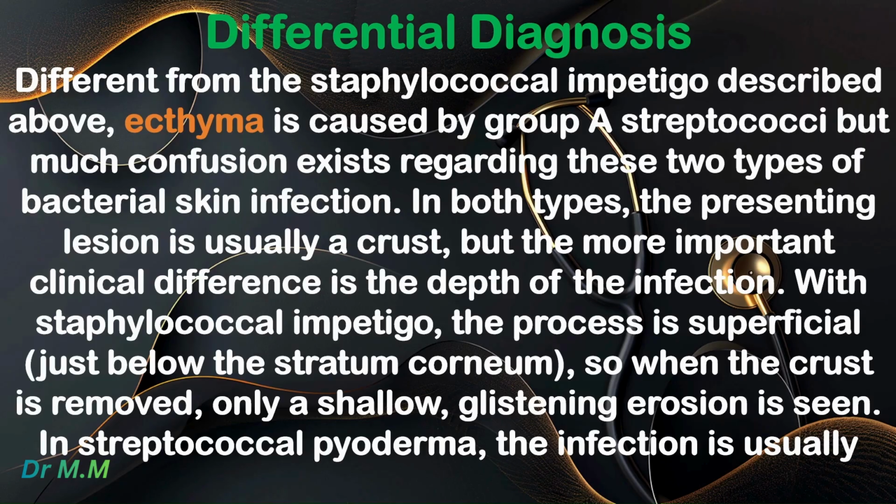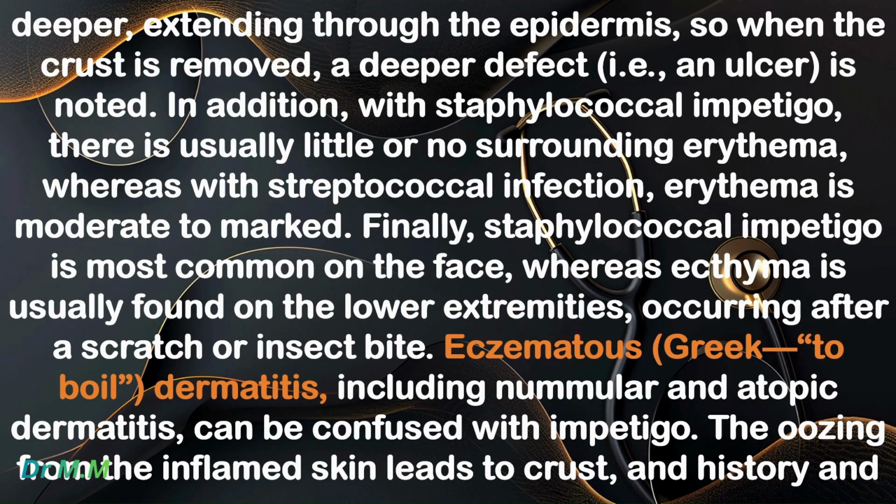Differential diagnosis. Different from the staphylococcal impetigo described above, ecthyma is caused by group A streptococci, but much confusion exists regarding these two types of bacterial skin infection. In both types, the presenting lesion is usually a crust, but the more important clinical difference is the depth of the infection. With staphylococcal impetigo, the process is superficial, just below the stratum corneum. So when the crust is removed, only a shallow, glistening erosion is seen. In streptococcal pyoderma, the infection is usually deeper, extending through the epidermis, so when the crust is removed, a deeper defect, an ulcer, is noted.